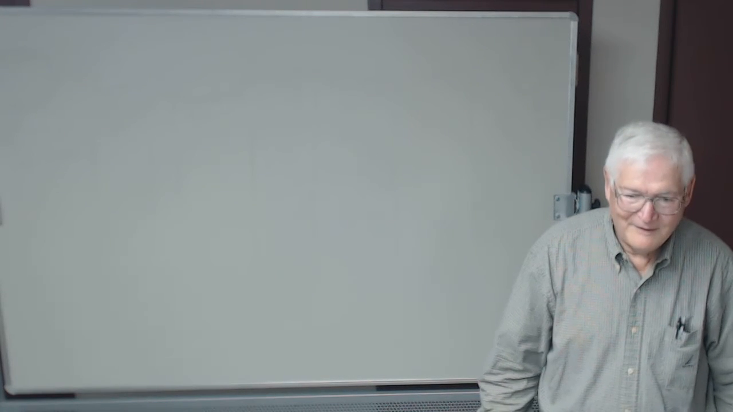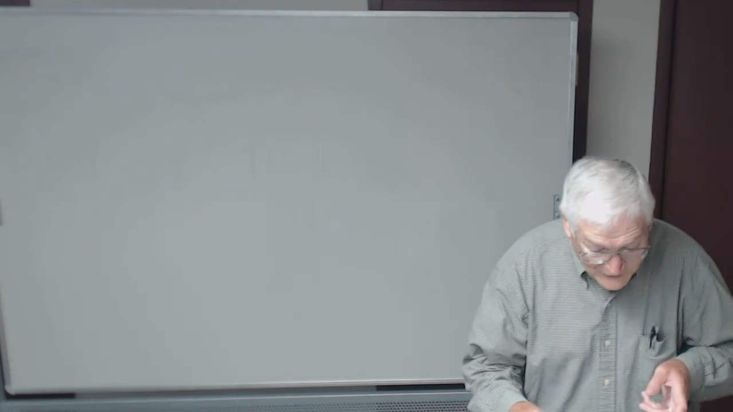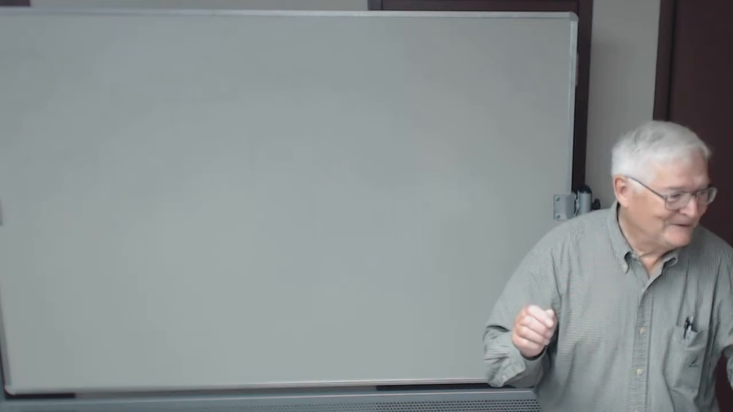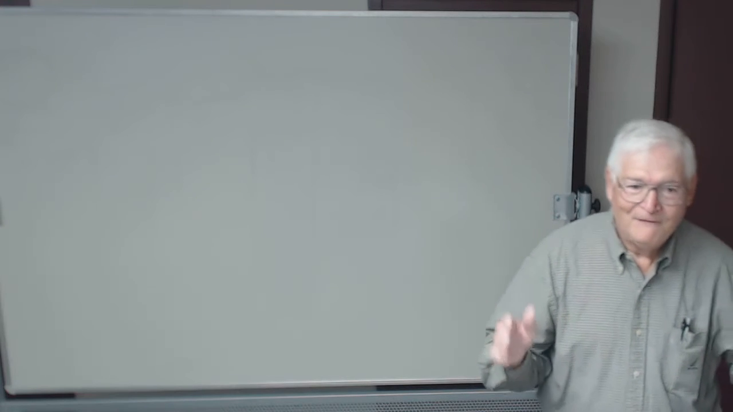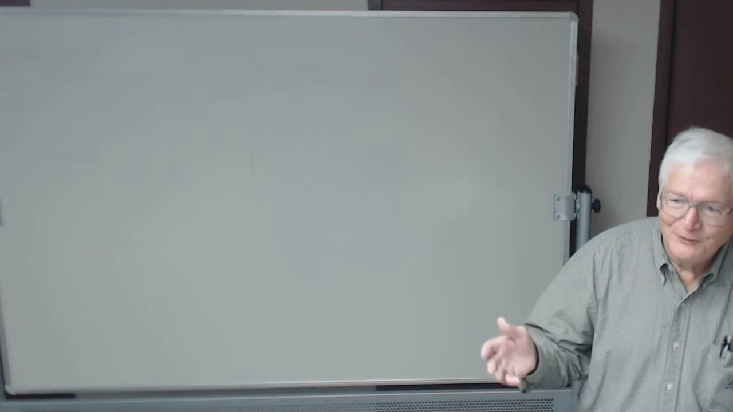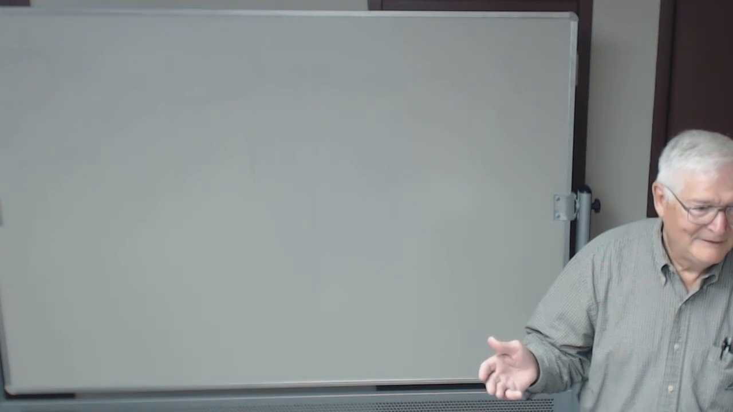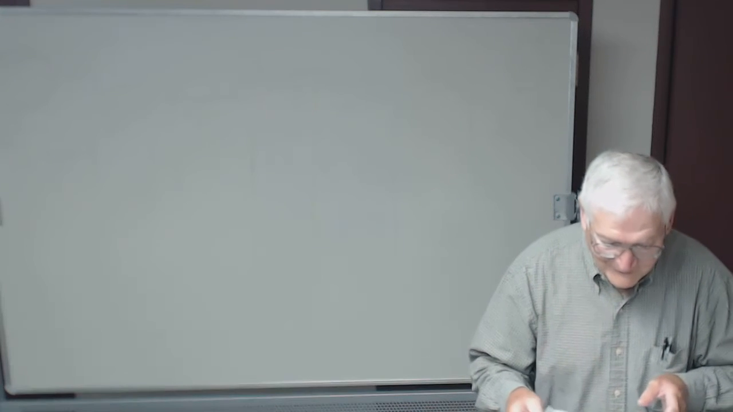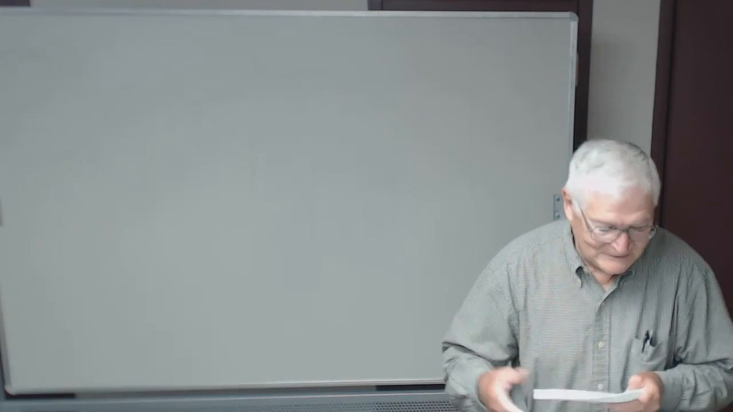I mean, you can go on the internet and find, there's a cool place on the internet, 44 reasons why evolution can't be true. It's marvelous reading. So what happens here?